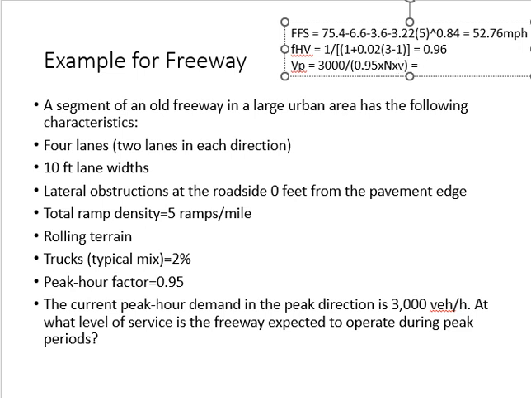How many lanes? 2 or 4? Why not 4? Each direction. So what is my VP? 1644. 0.7. What did I write here? What is this? Passenger car per hour per lane.